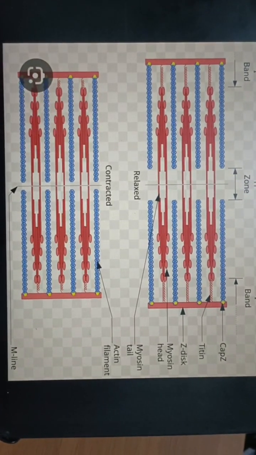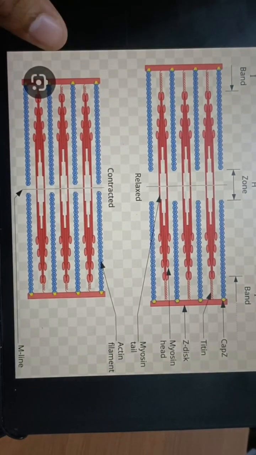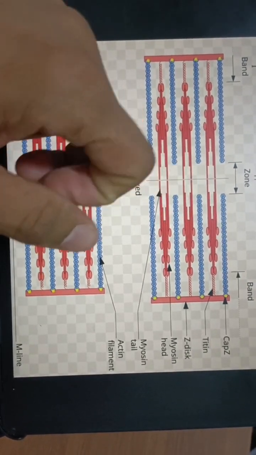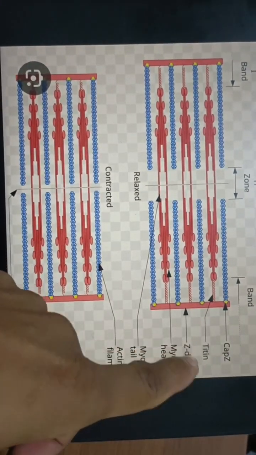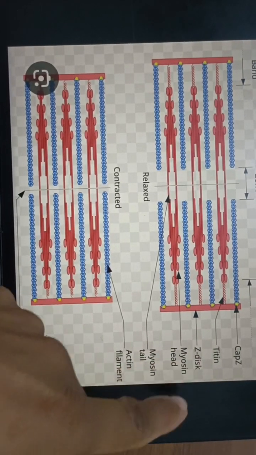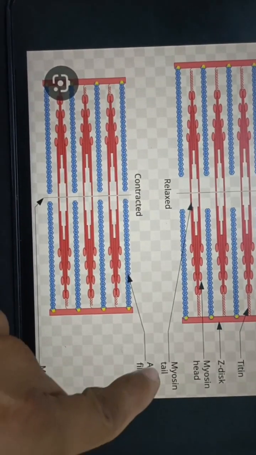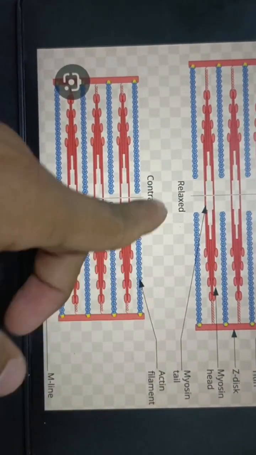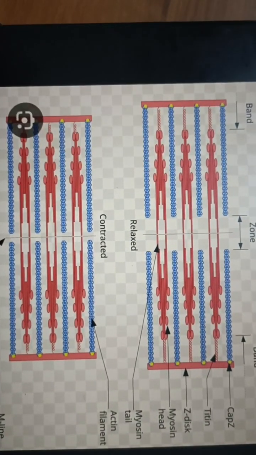This is the diagram of muscle contraction. This part is the I band. This is the H zone, and this is the I band. This is the Z disc. This is the myosin head and myosin tail. This is the relaxed position diagram.